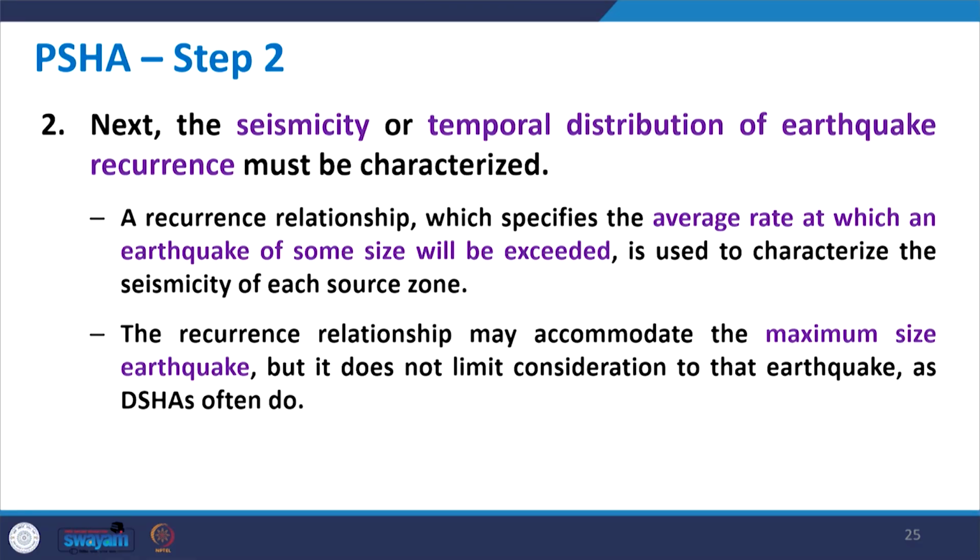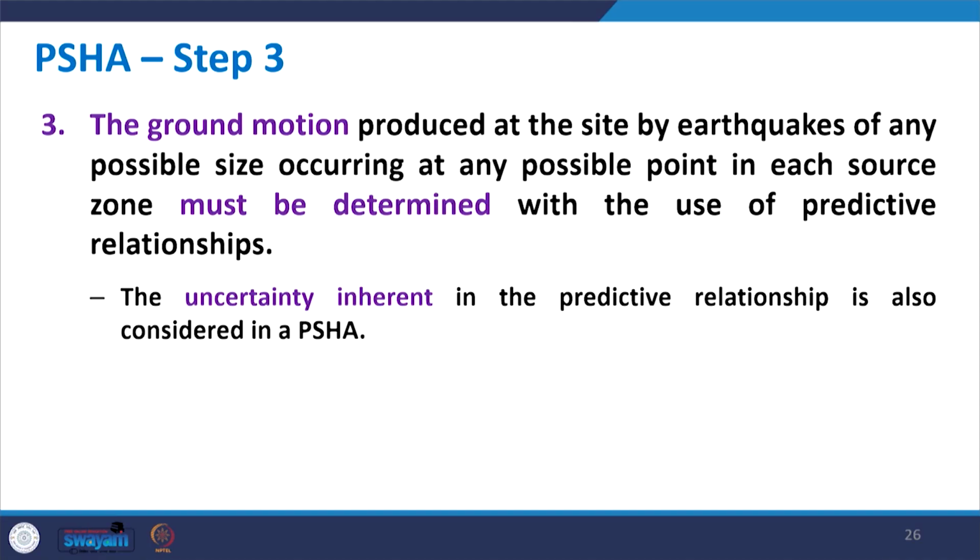The recurrence relationship may accommodate the maximum size earthquake, but it does not limit consideration to that earthquake as DSHA considers. So, in this case we also consider the maximum size of earthquake, but we are not restricting ourselves to that only, which was the case in the DSHA. Here others are also considered. Now, the third step: the ground motion produced at the site by earthquakes of any possible size occurring at any possible point in each source zone must be determined with the use of a predictive relationship.